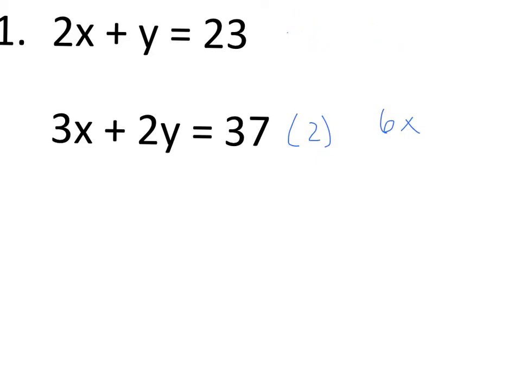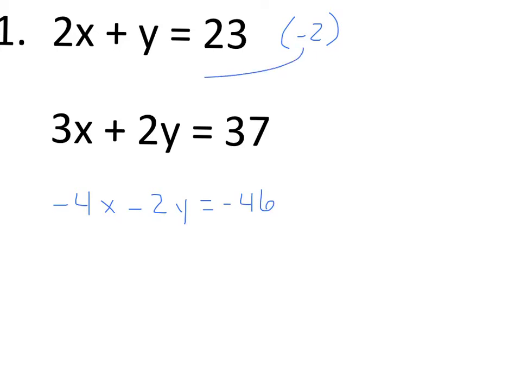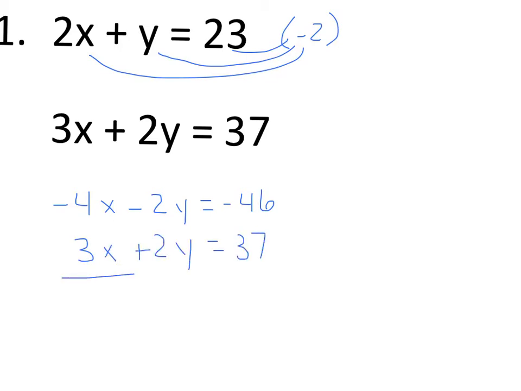And so when I'm looking at this problem here, I'm going to focus on the y's. The only reason I'm going to focus on that is because I'll only have to multiply the top by -2. So I'm going to multiply the top here by -2. That's going to give me -4x minus 2y equals -46. So again, I'm pretty much just distributing this to all three parts. Now I'm going to rewrite my second equation. So 3x plus 2y equals 37. And now we're just back to reviewing the previous lesson where the y's would cancel for us.